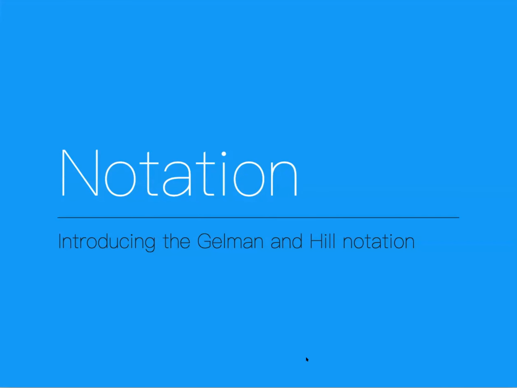Okay. So for the rest of today, we're going to talk about the Gelman and Hill notation and contrast it with Raudenbush and Bryk. And then we might get into the variance covariance stuff a little bit, but we only have an hour left, so there's no way we're going to get through all of it.